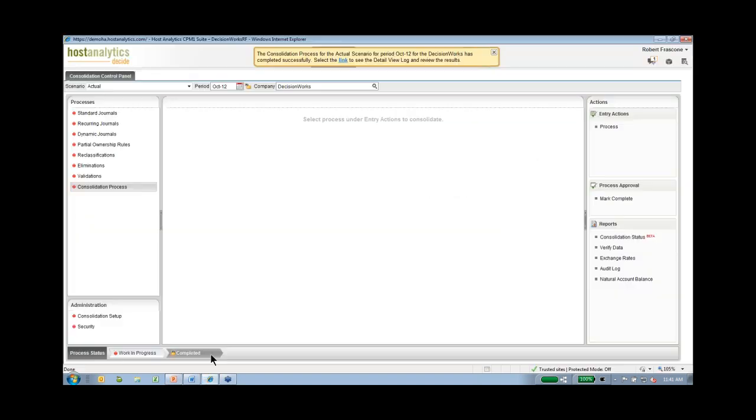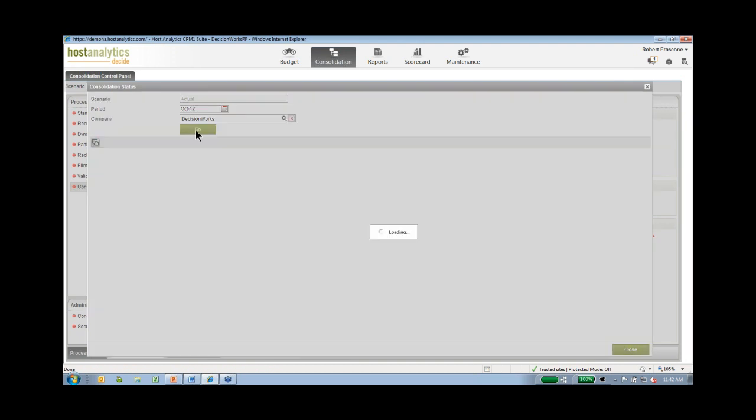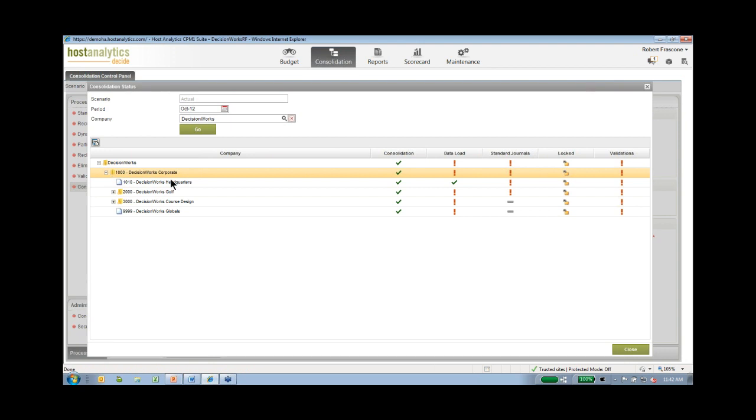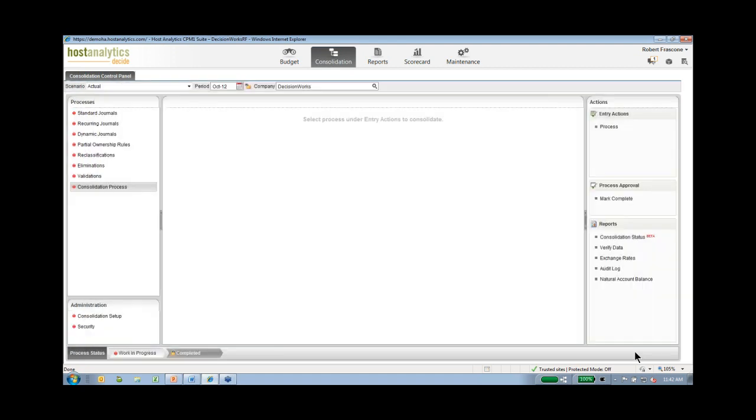Let's go back into the software here. Okay, it has been completed successfully. I've got my little notification here. Let's prove that out. All I'm going to do is just go back into our status report, click go, and I expect to see consolidation to be completed. And it is. We see all the check marks. We know we're good to go. We know the process worked. So we are done with the consolidation process.